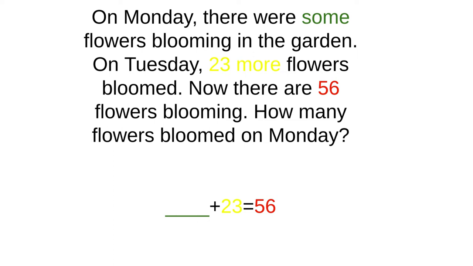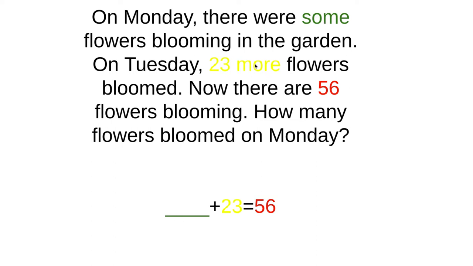So I'm going to read my word problem again to make sure that I really understand what this problem is asking and talking about. On Monday, there were some flowers blooming in the garden. On Tuesday, 23 more flowers bloomed. Now there are 56 flowers blooming. How many flowers bloomed on Monday? So as you can see on the screen, I used green right here to highlight the word some. Some indicates an unknown partner or some unknown information.